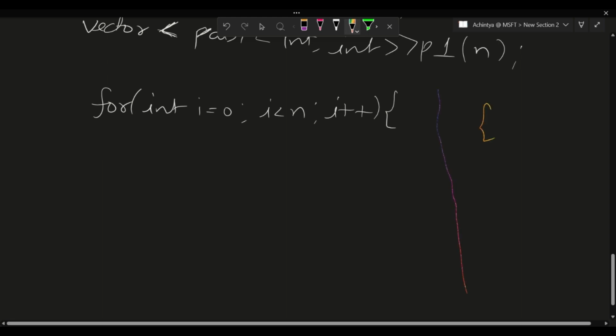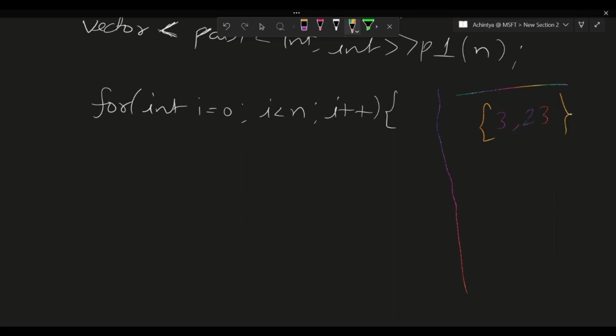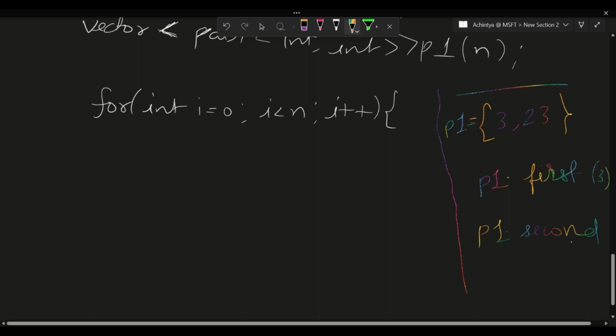Suppose there is a pair 3 comma 23, and the name of this pair is p1. If I want to access this 3, I can simply write p1 dot first, because the compiler stores it in this format. My 23 can be accessed as p1 dot second. So this will access 3, this will access 23. For taking the input also, I can write the same: cin of p1 dot first, cin of p1 dot second. Simple.